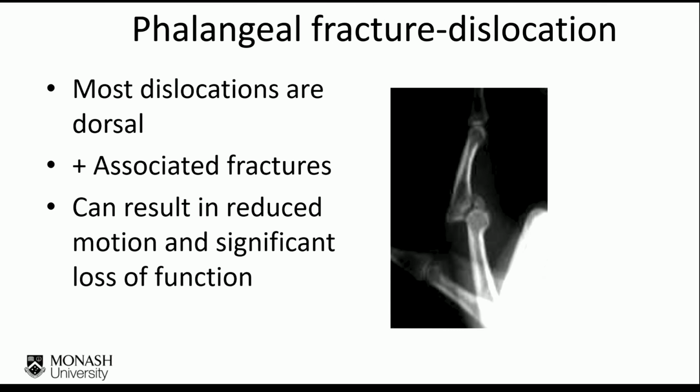Phalangeal fracture dislocations. So most dislocations tend to be dorsal. So if we look at this image, you normally define the movement according to the distal part, and you can see that it's dorsal with associated fractures. This can result in reduced motion of that joint with significant loss of function to that digit.